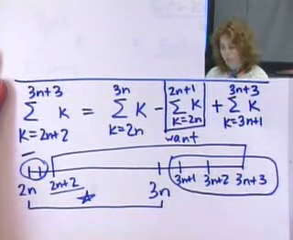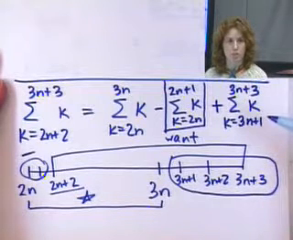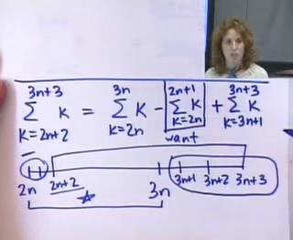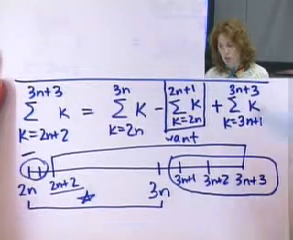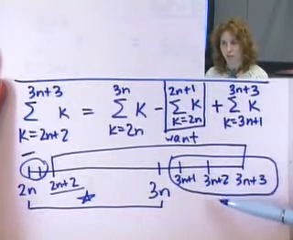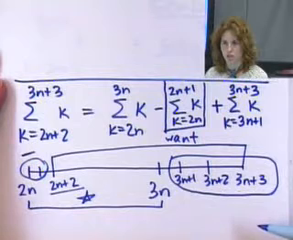We'd have to do it differently if this wasn't a k on the inside, right? We might have to put f of k, it might be k squared or some other function on the inside. We'd expand the summation. It would have been f of 3n plus 1 plus f of 3n plus 2 plus f of 3n plus 3.